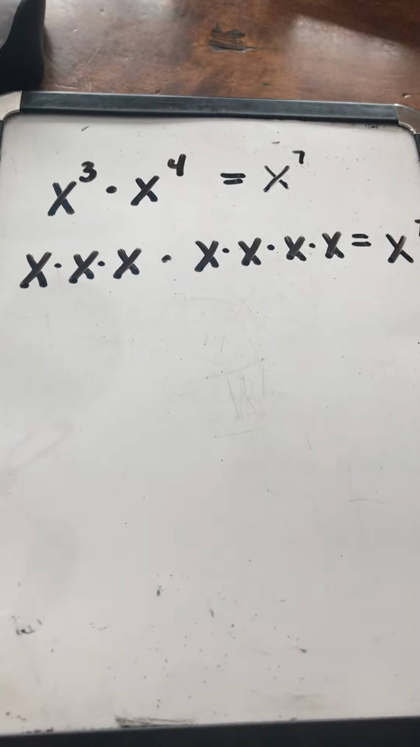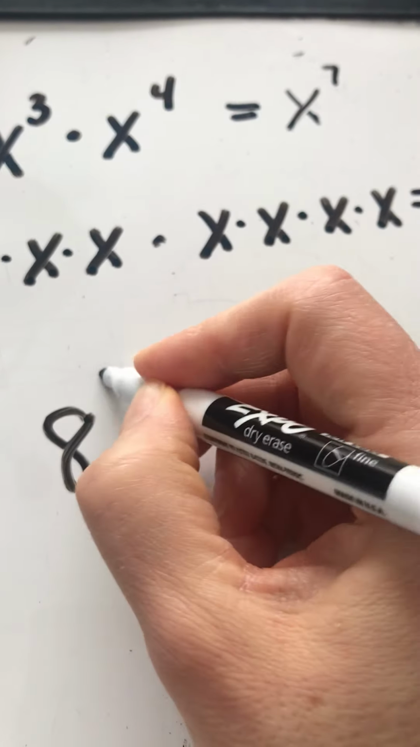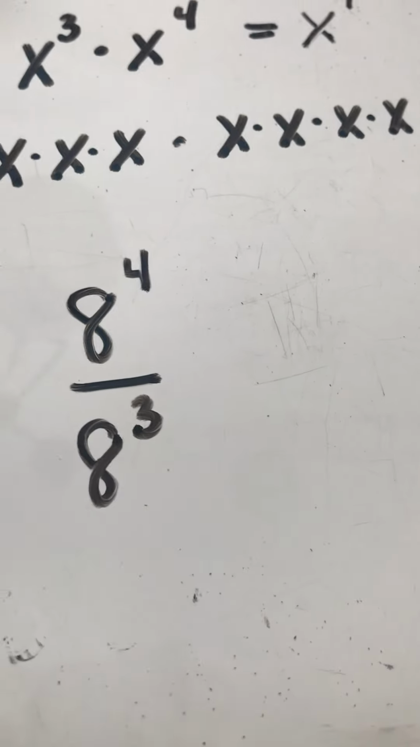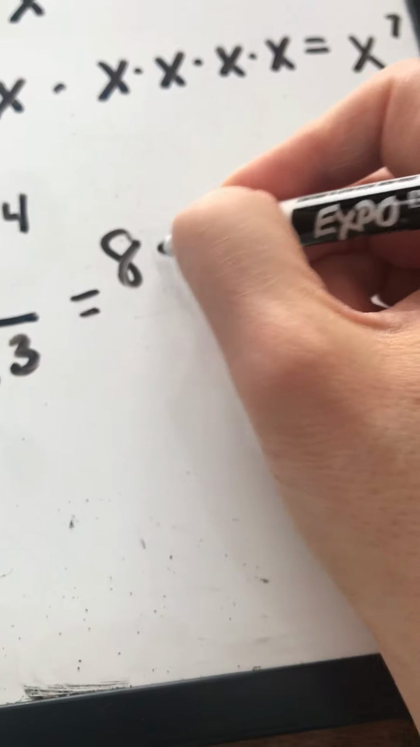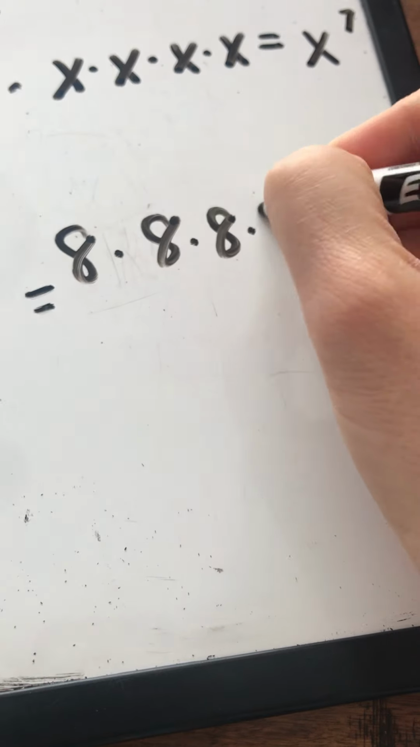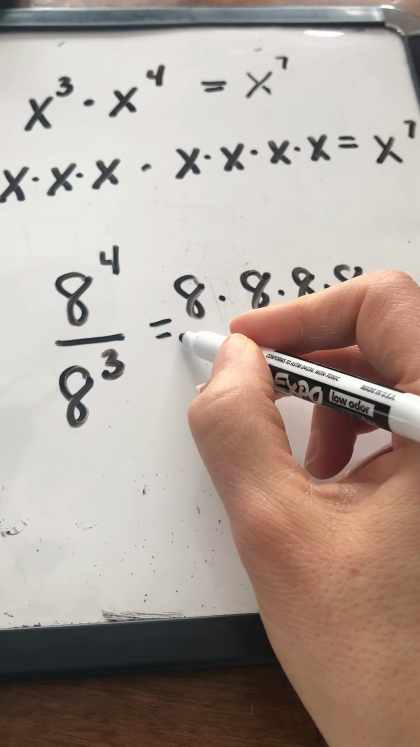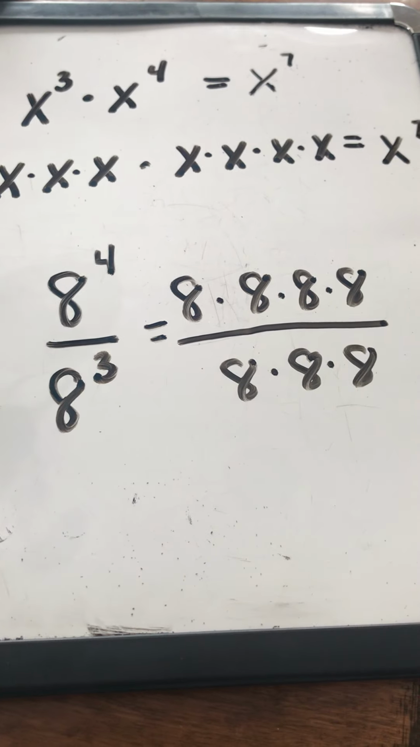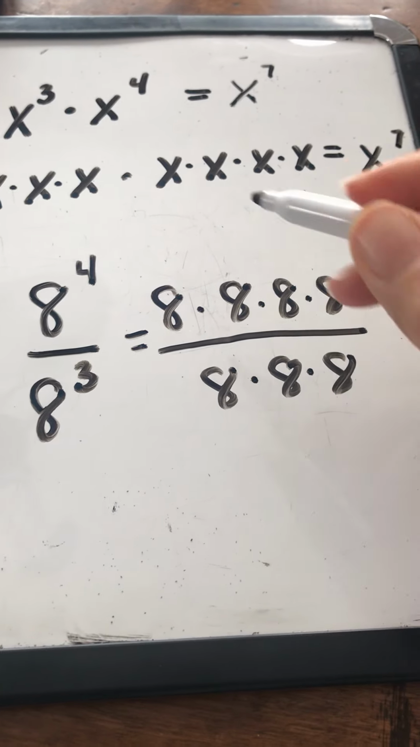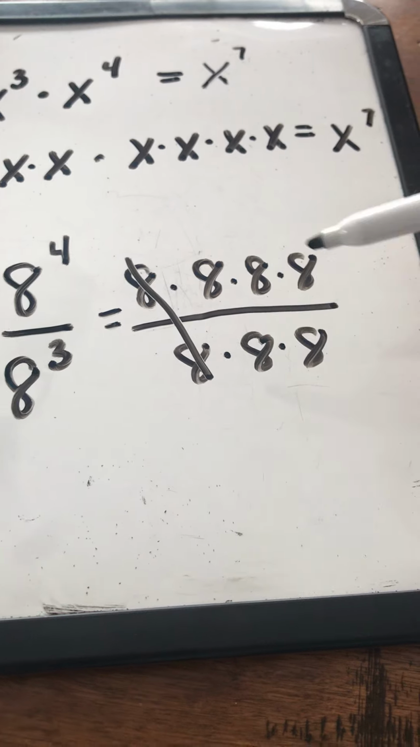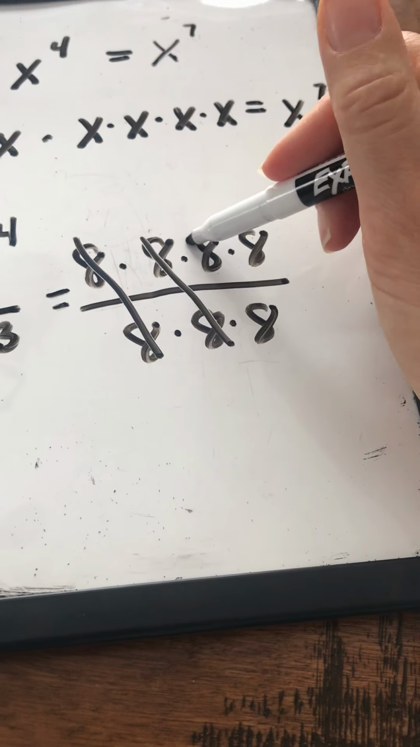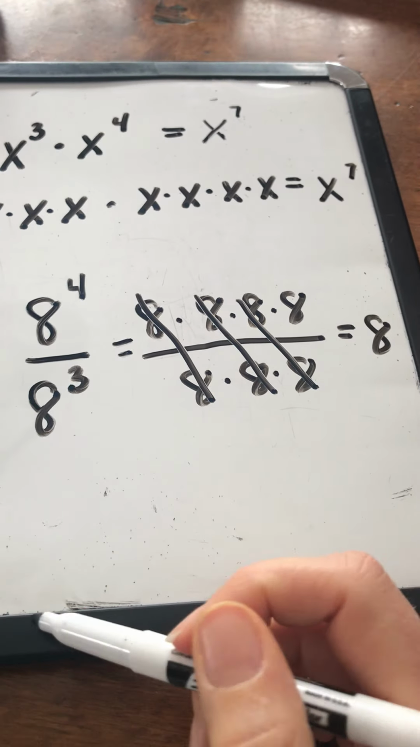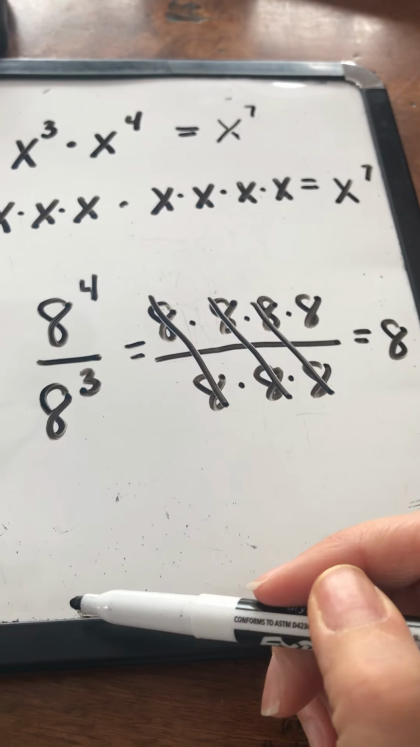What about dividing? What if I had 8 to the 4th divided by 8 to the 3rd? So again, we could expand it out and see what happens. 8 to the 3rd. If I were to divide that, well, we can cancel out anything divided by itself. So I'm left with just 8. What do you think the rule is? What did I do with my exponents?